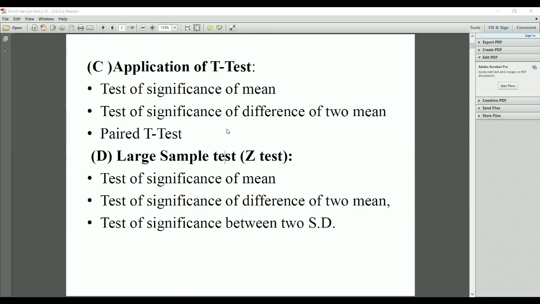So we will give the statement that H naught: mu is equal to mu naught, and we have to assume that. And in the alternative hypothesis, mu is not equal to mu naught. When we solve all the problems, we will come to know whether H naught is accepted or H1 is accepted, or H naught is rejected, or H1 is rejected. Also test of significance between two standard deviations.